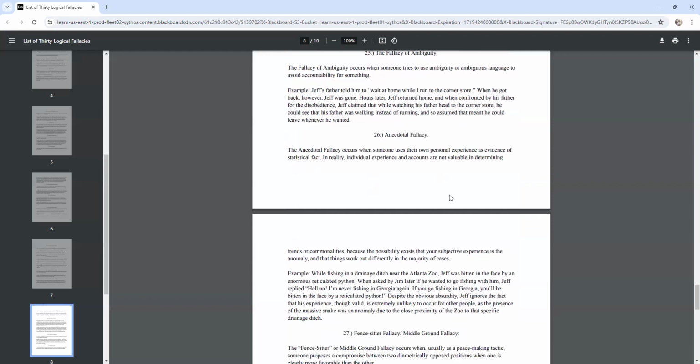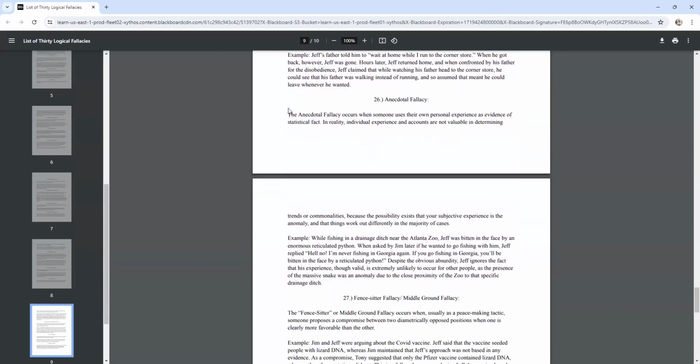Right? I'm going to run to the corner store. Well, you weren't running; you were walking. That's obviously the fallacy of ambiguity. He's using the language to get around the command.